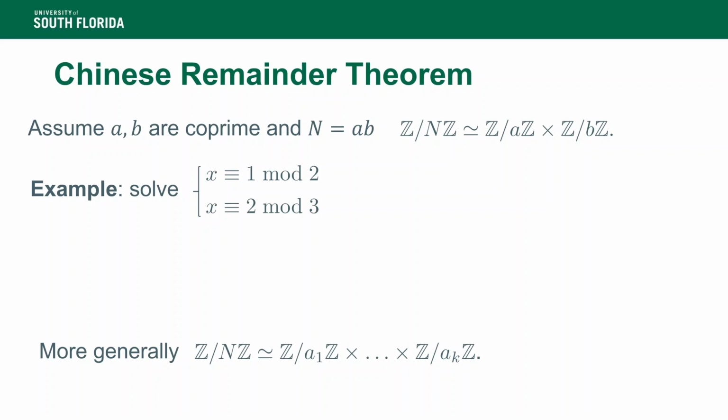Now, another very important aspect of Shor's algorithm is the Chinese remainder theorem. So it's something that we need to mention here. Assume A and B are coprime, then we have this isomorphism here between Z mod NZ and Z mod A times Z mod B. So here, this notation, let's be specific. Here we're talking about the set of congruence classes modulo n.